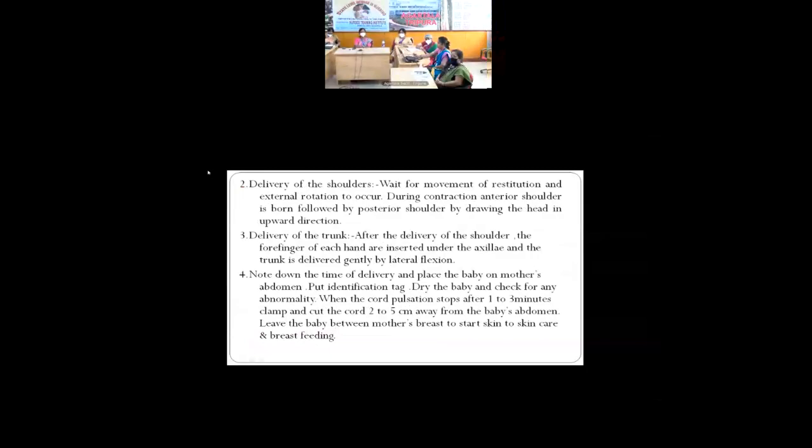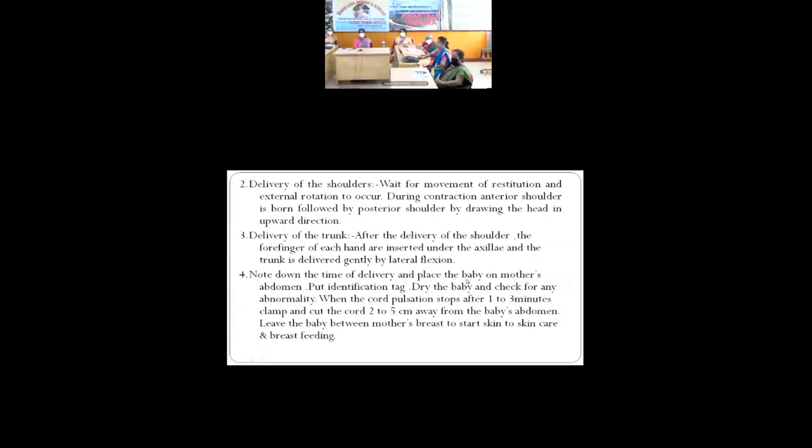the shoulder. Delivery of shoulder: wait for movement of restitution and external rotation to occur. During contraction, anterior shoulder is delivered followed by posterior shoulder by drawing the head in upward direction. Delivery of the trunk: after the delivery of shoulder, the forefinger of each hand is inserted under the axilla and the trunk is delivered gently by lateral flexion.